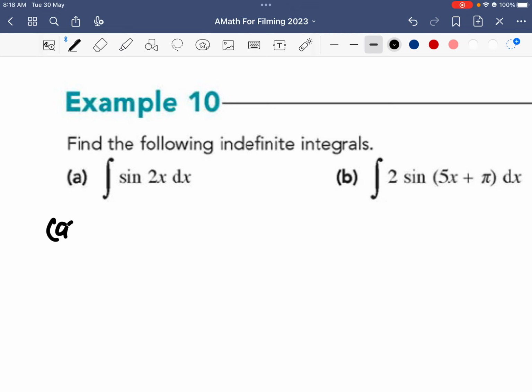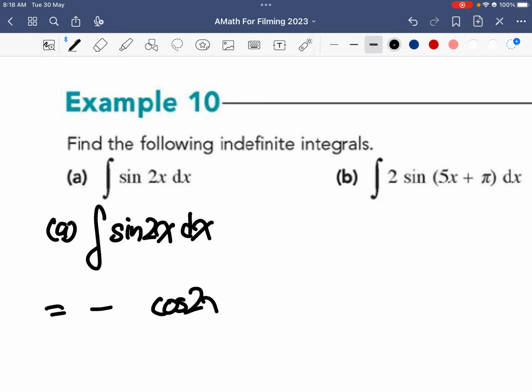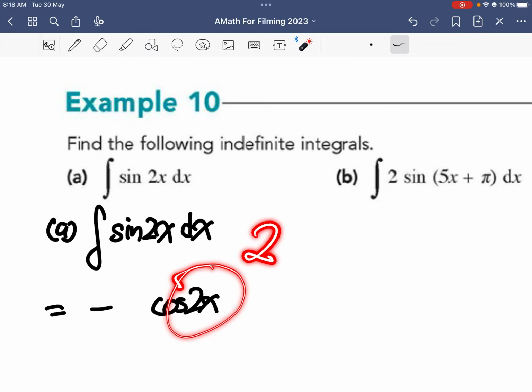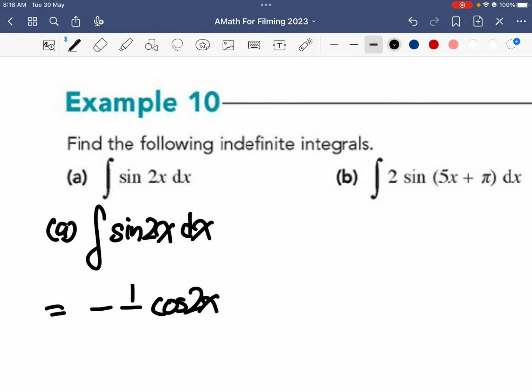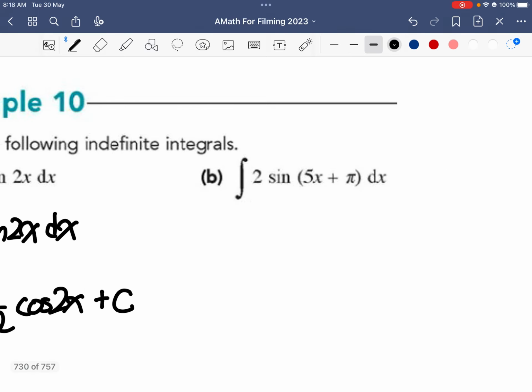Example 10. Find the following indefinite integrals. Part A, integrate sine 2x with respect to x. Sine 2x, remember, what you get is negative cosine of 2x. Then you need to differentiate the 2x to give you 2. Then you must divide everything by 2. Hence, you get negative half of cos 2x, not forgetting the integration constant plus c.